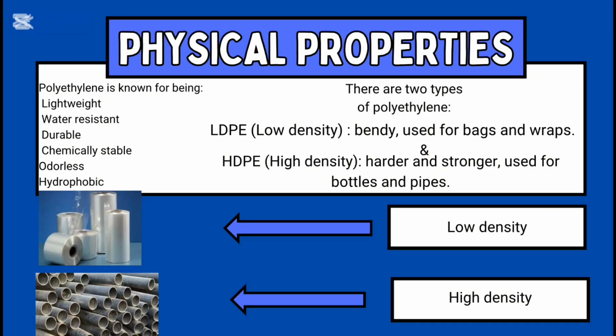Here we have a list of a few words that describe the physical properties of polyethylene. Lightweight, water resistant, durable, chemically stable, odorless, hydrophobic, and there are many more.